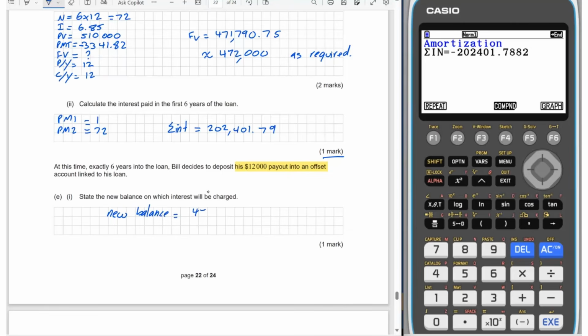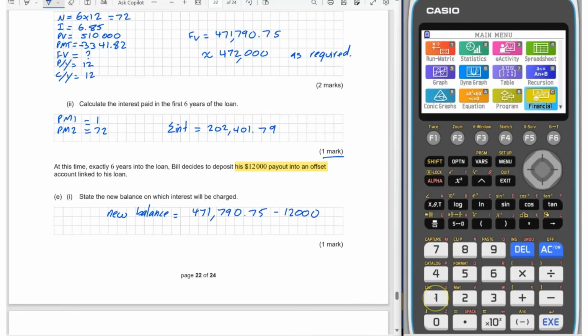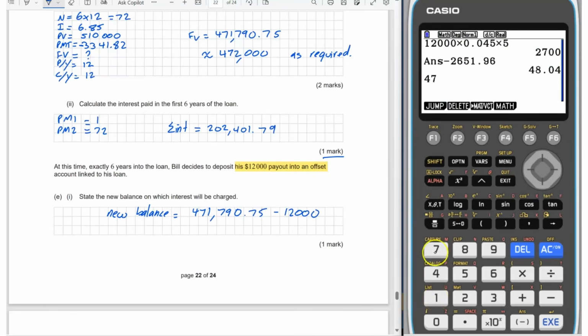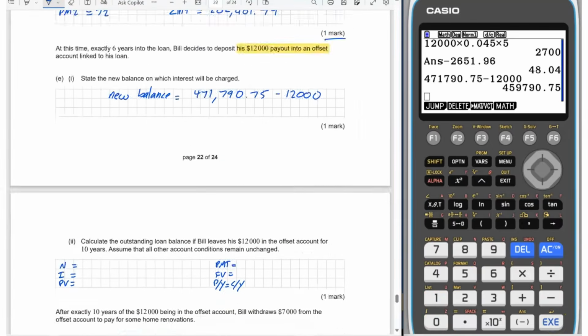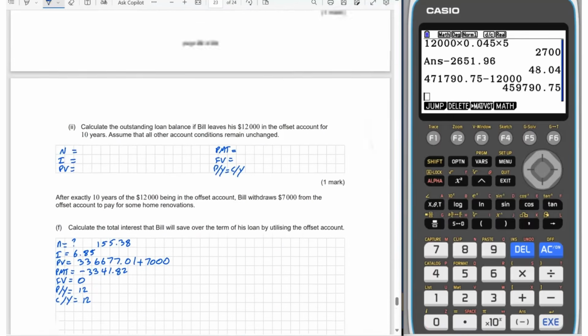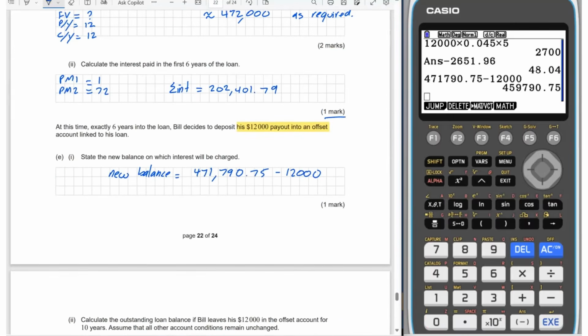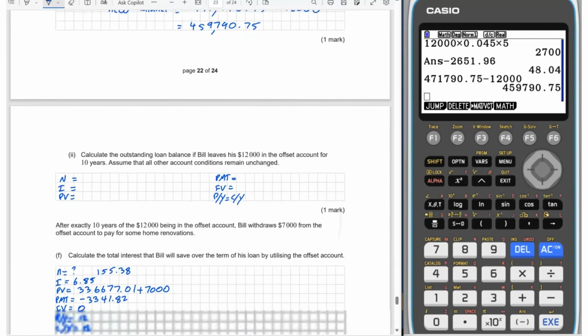So it's 471,790, and there's 75 cents, minus the 12. Okay. Sorry, don't know what happened then. So we've got 459,790.75. So $459,790.